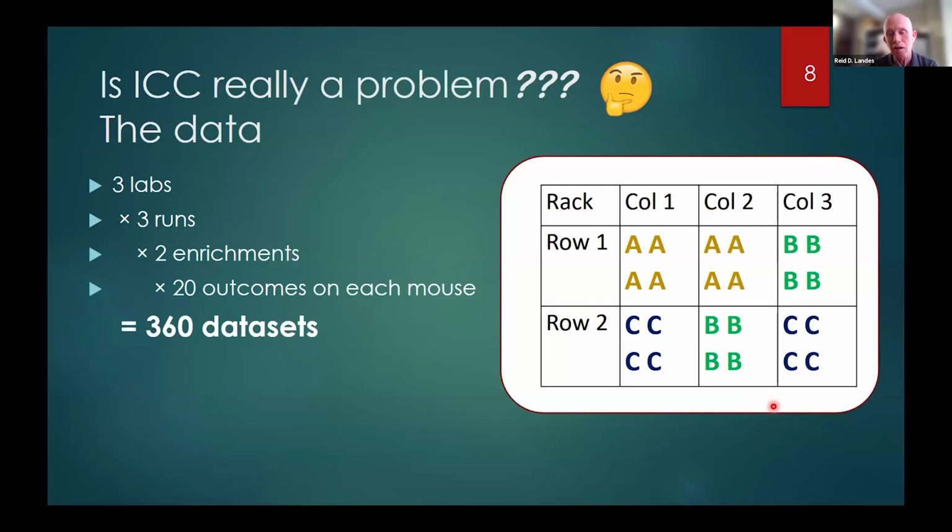So in their study, they had 3 labs, and each lab did this experiment 3 times. And they considered this experiment with no enrichment and enrichment. And for each animal, they also collected 20 outcomes on each mouse. So that gives us 360 data sets.